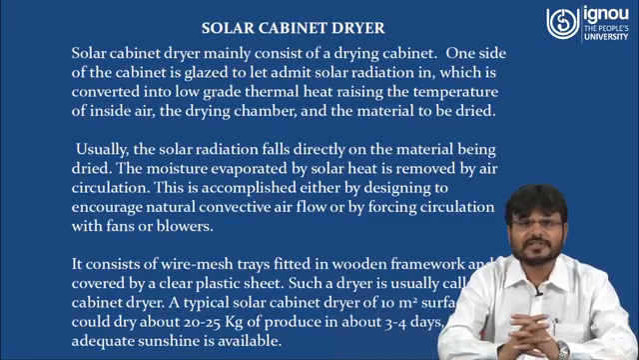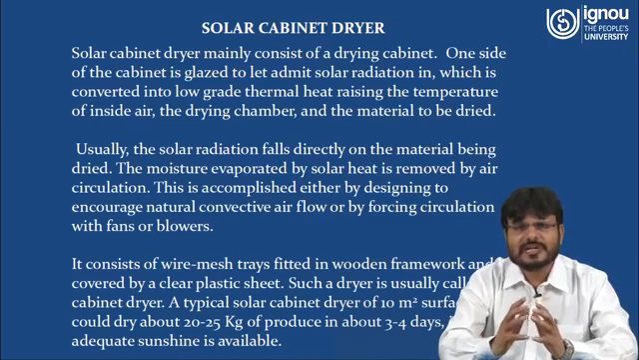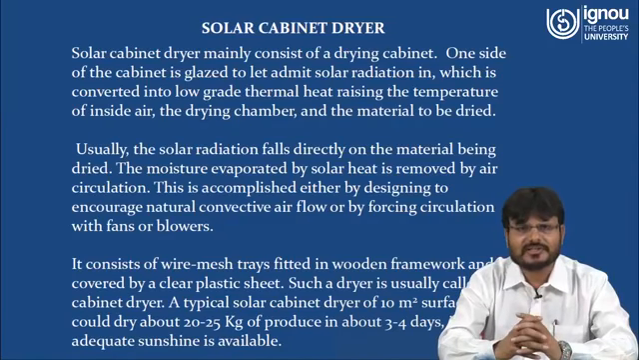Usually the solar radiation falls directly on the material being dried. The moisture evaporated by solar heat is removed by air circulation, and this is done either by designing to encourage natural convective airflow or by forced circulation with fans or blowers. So now you can see there are two types of technology that can be used for this solar drying. One is natural convective airflow, and another is forced circulation.